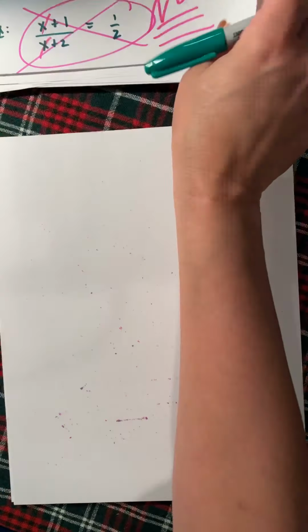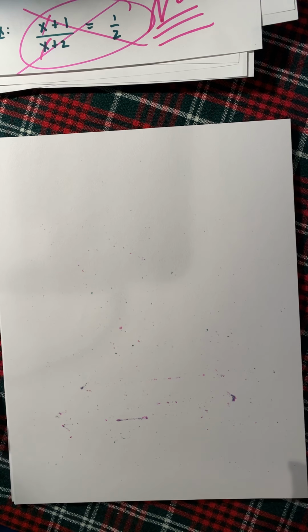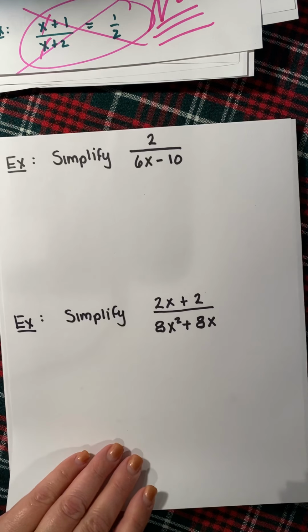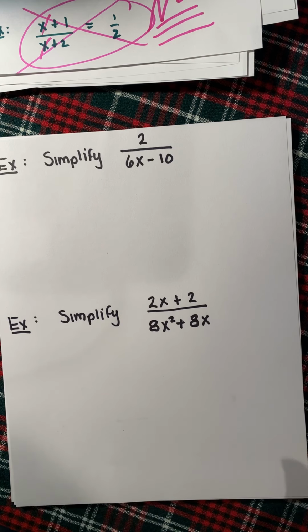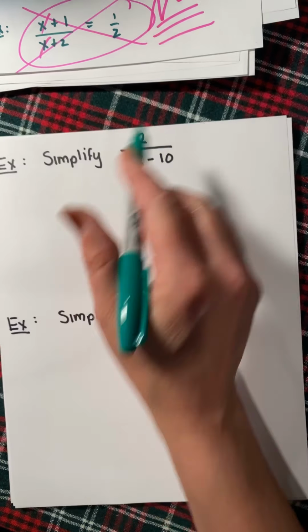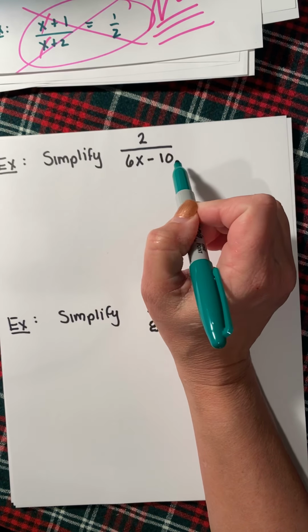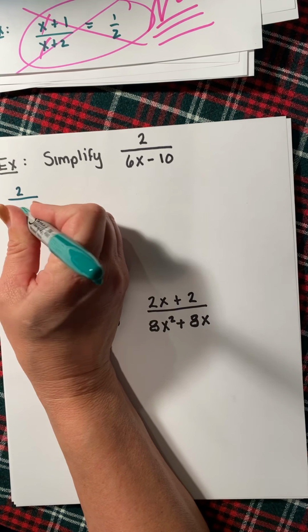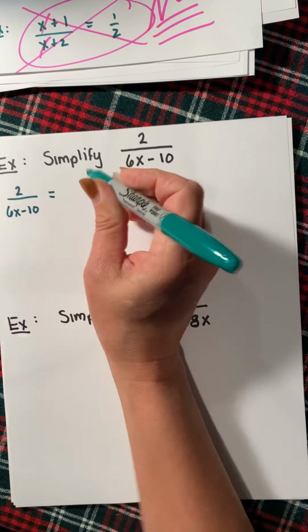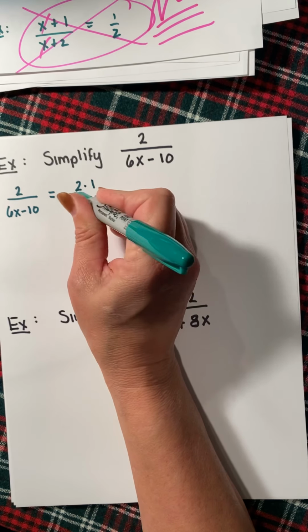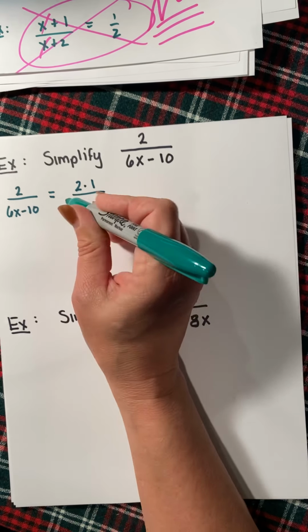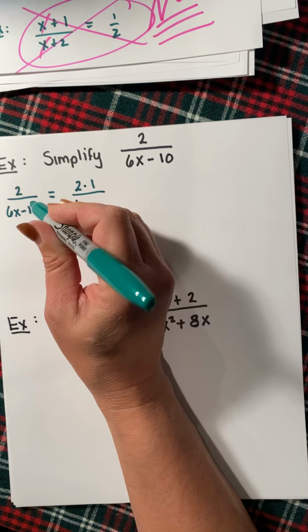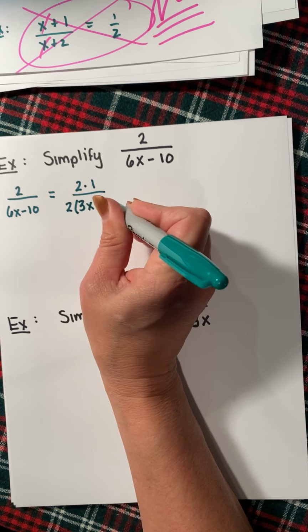All right, so let's take this to the next level because simplifying a rational expression that's just numerical is easy. We've done it. We're now going to take it up a step because this is algebra, and algebra means we are working with variables. All right, so simplify 2 over 6x minus 10. So what we do is we look for common factors in the numerator and the denominator. So the only thing we have in the numerator is 2 and 1. So can we pull a factor of 2 out of the denominator? Well, we can. If we pull 2 out, we get 3x minus 5.